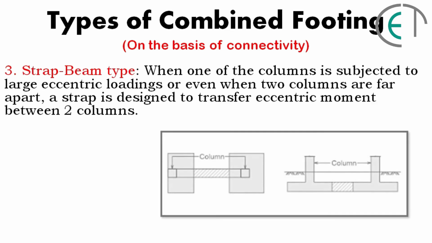The third type of combined footing is strap beam type. When one of the columns is subjected to large eccentric loadings, or even when two columns are far apart, a strap is designed to transfer eccentric moment between the two columns.